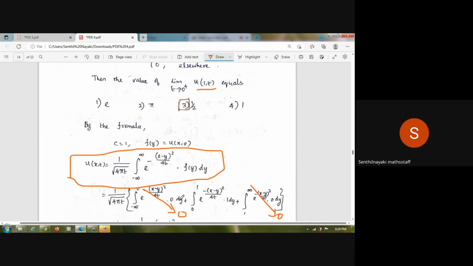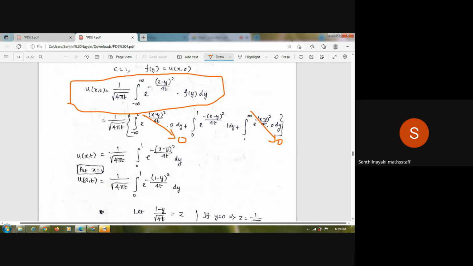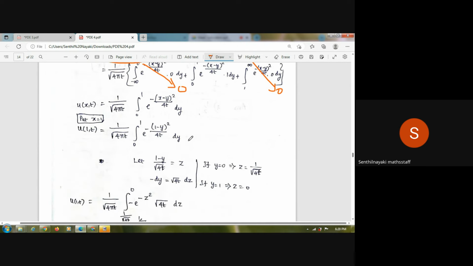Therefore x value is 1. Substitute that also. So u of 1 comma t, therefore 1 by square root of 4 pi t integral 0 to 1 e power minus, instead of x we put 1 minus y the whole square by 4t into dy. Now we are going to integrate by substitution method. So let 1 minus y by square root of 4t equal to z. So minus dy equal to square root of 4t into dz.